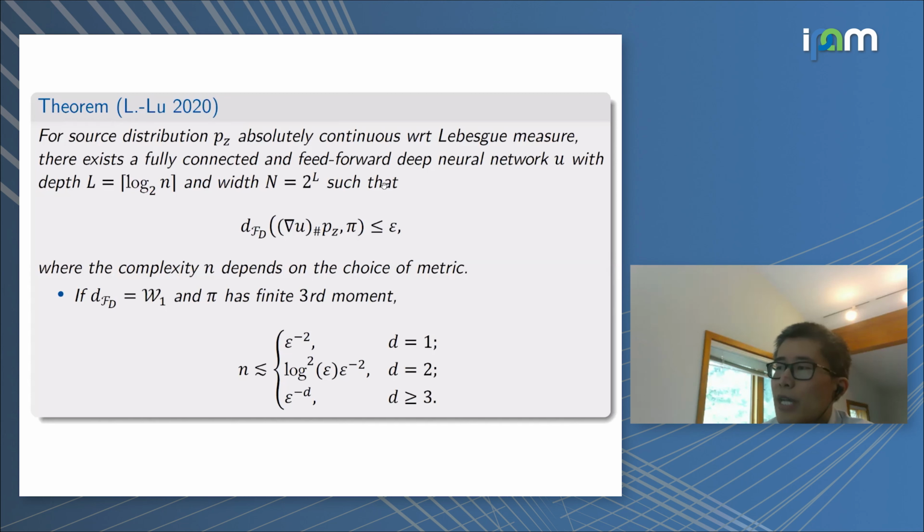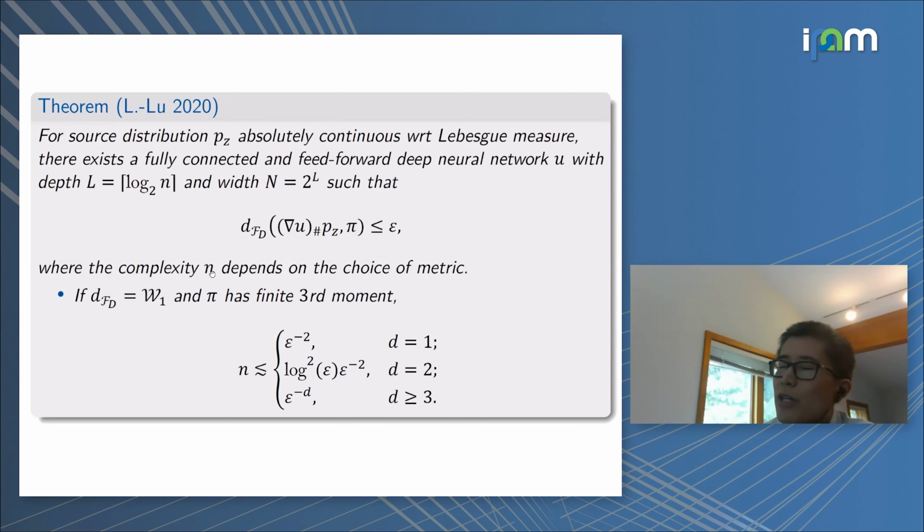Such that under the discussed discrepancy, the push forward of my source distribution by the gradient of u, where u is my neural network and I use its gradient to push forward the source distribution, compared with the target distribution, has accuracy below epsilon. This part is not really the statement, this is really what we want to do. The actual statement is how the complexity scales with epsilon.